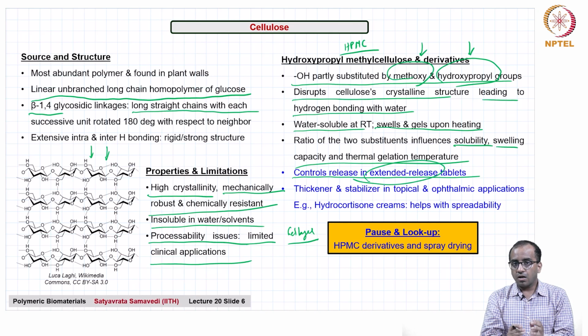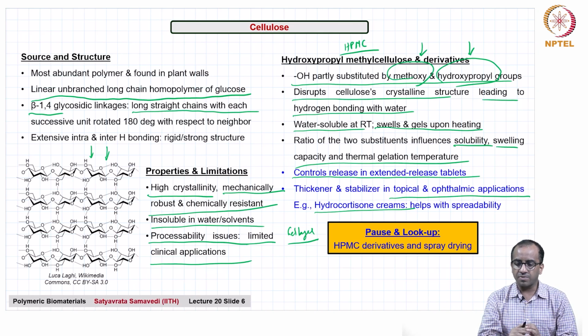So, you see how we have related structure of the polymer to a specific functionality, namely its ability to gel, to a function, namely its ability to slow down drug diffusion, to application or performance, which is in extended release. So, it is a beautiful connection that we have made going from structure all the way up to performance. It is also used as a thickener and stabilizer in both topical and ophthalmic applications. One very popular application of that is these hydrocortisone creams, where it helps with spreadability of these creams. So, it is added as an excipient.